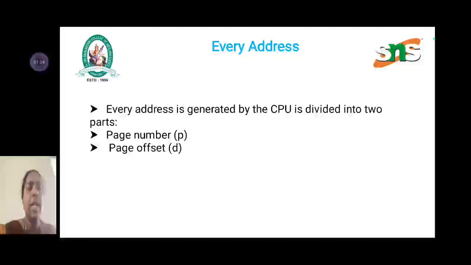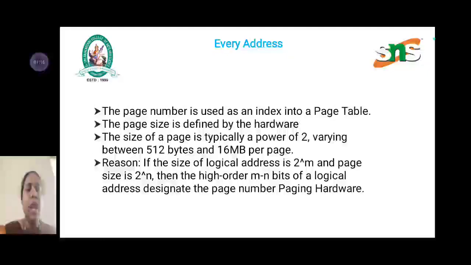Every address generated by the CPU is divided into two parts: one is the page number and the second is the page offset. The page number is used as an index into a page table. The page size is defined by the hardware. The size of a page is typically a power of 2, varying between 512 bytes and 16 MB per page. If the size of a logical address space is 2^m and the page size is 2^n, then the high-order m minus n bits of a logical address designate the page number.